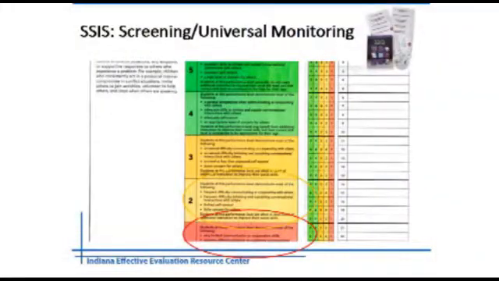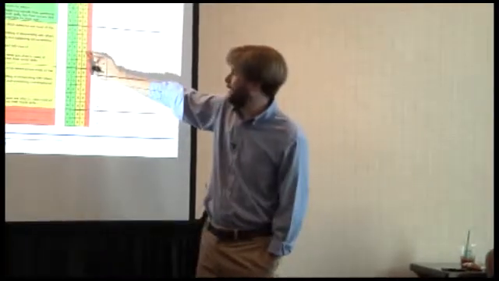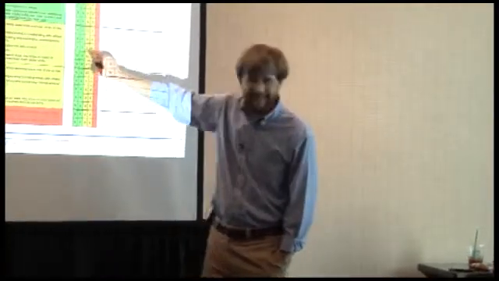Anybody ever use the SSIS screening universal monitoring? That's interesting. This is a pretty sweet scale. You just put the kids' names down this side, and then you rate them on math, reading, motivation, and there's a couple other ones. I can't think of them at the time. And obviously, a 1 is bad. 2 or 3 is in the at-risk range. 4 is good.